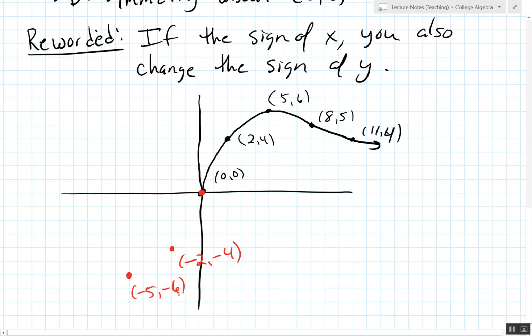If we're at -8, we should be at -5. And when we're at 11, we should be at -4. If I play connect the dots like I did on the top, I should get an upside down reflection of that graph. Now let me try it one more time.